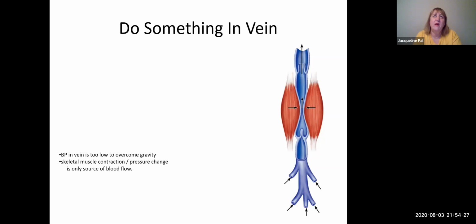So if we know about 2/3 of our blood is on the venous side, and we know there's no heart to pump it back up to our heart, how does blood down there get back up? Well, in your foot, it's too low to overcome gravity, okay? And so the way it gets back to the heart in our extremities is that those veins get squished whenever the skeletal muscles surrounding them are contracting.